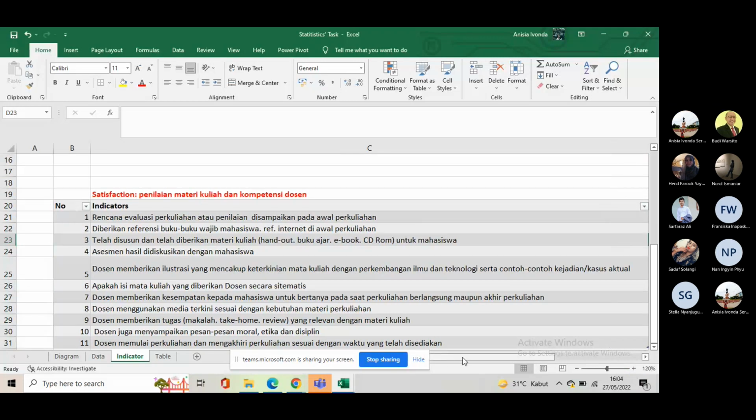Okay. Assessment. Assessment management secara sistematis, memberikan kesempatan untuk bertanya, menggunakan media terkini, berikan tugas yang relevan, menyampaikan pesan moral, memulai peran dan berinteraksi. Okay, I think the satisfaction is good. The indicators of satisfaction have no contradiction between them.